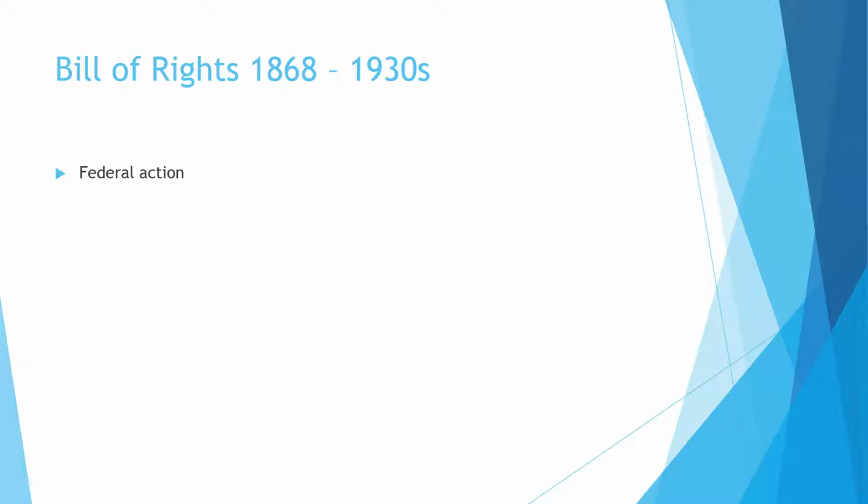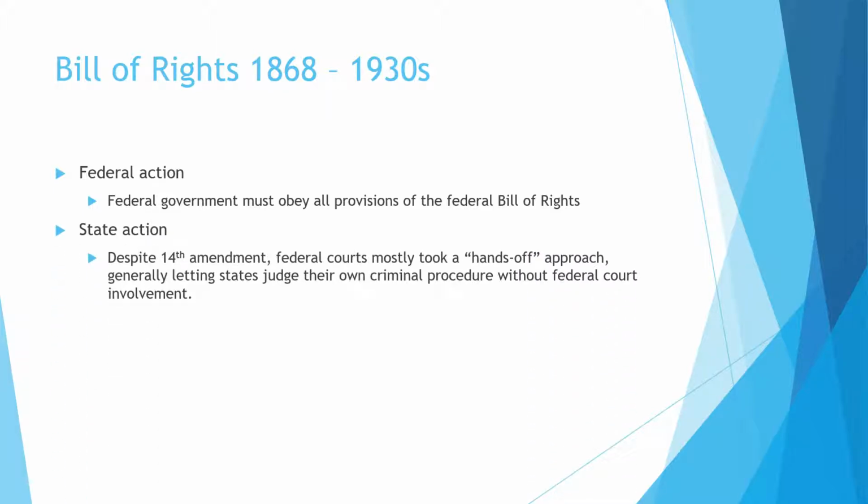So what can we say about the Federal Bill of Rights in this period, from 1868 to roughly the 1930s? Well, as we said before, and we'll say always, the federal government must obey all provisions of the Bill of Rights. That's the simple part of the incorporation story. But state action, what about it, now that we have a 14th Amendment? Well, it was as if the U.S. Supreme Court pretended the Civil War didn't exist, there wasn't a major upheaval, and it really took a hands-off approach. And what we mean by that is, during this time period, it generally let the states do what they wanted. It didn't really look over their shoulders to see what are they doing in their courts, what are they doing in their police departments, in their headquarters.